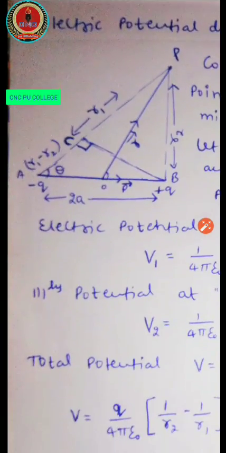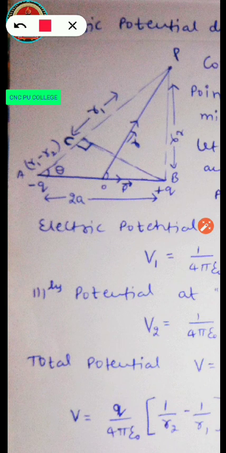Clearly we can say in the diagram we have an electric dipole because we have two charges. Here we have the negative charge minus Q, here we have the positive charge, and the separation between them is 2A. And here we have the dipole moment, which is directed from negative to positive charge. So for this dipole having dipole moment P and separation 2A, we have to find the electric potential at some common point P.